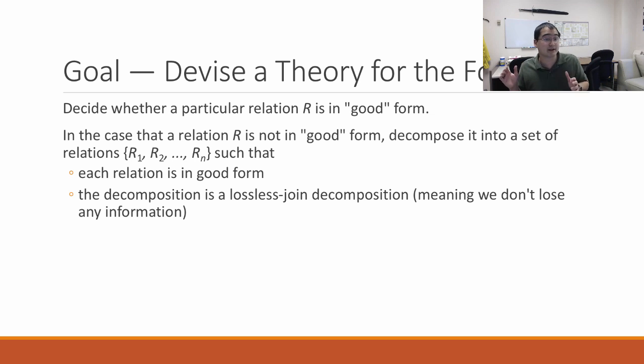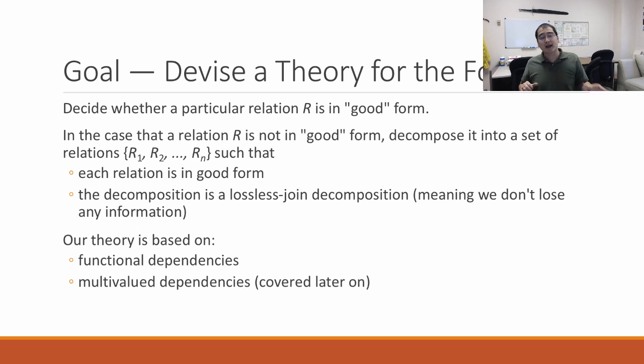The other rule that must be the case is that the decomposition must be a lossless join decomposition. What does this mean? It means that if you join these subrelations back together, you get back the original big relation. It means that there's no loss of information by breaking up your relation into these subrelations. All of the data is still there. And the theory that we're going to use to determine whether a relation is in a good form is based on functional dependencies and multi-value dependencies, both of which we'll be talking about in a little bit. These dependencies will let us capture the fact that there are certain constraints, certain expectations that data being added to this relation will follow.